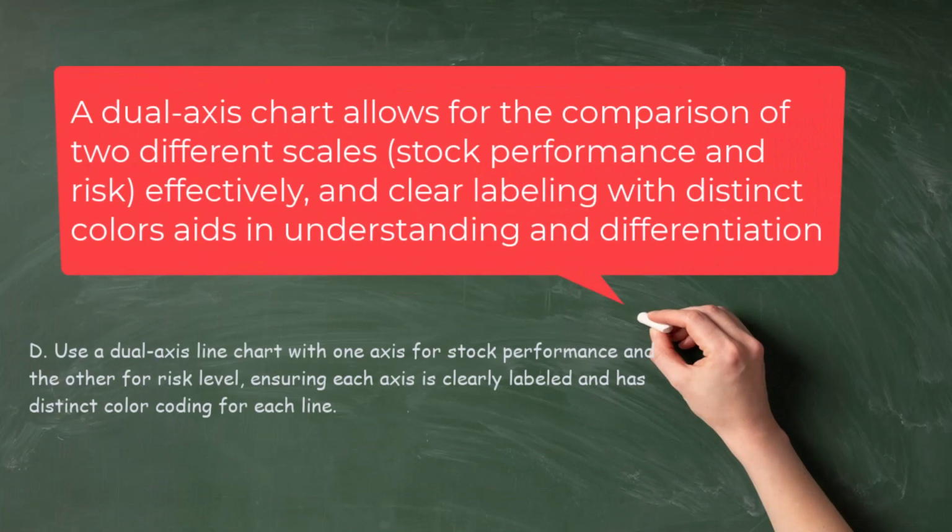The correct answer is D. Here's why. Use a dual-axis line chart with one axis for stock performance and the other for risk level, ensuring each axis is clearly labeled and has distinct color coding for each line. A dual axis chart allows for the comparison of two different scales, stock performance and risk, effectively, and clear labeling with distinct colors aids in understanding and differentiation.